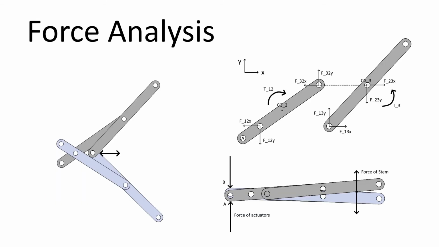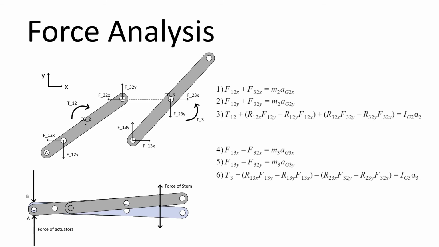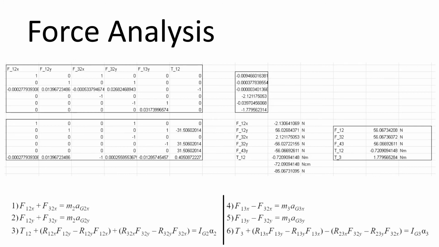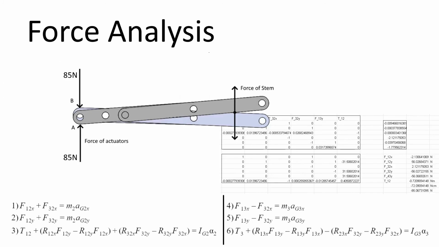Analyzing this system as a 3-part crank slider mechanism, we can use a system of equations to solve for the required input force, as well as the forces at each joint. We used Excel to solve for this system of equations to find the required torque on the input links. Through these calculations, we find the force required at pins A and B to be 85 newtons at both locations.